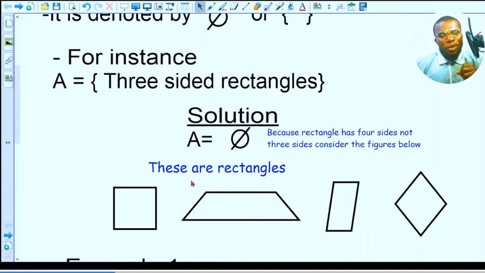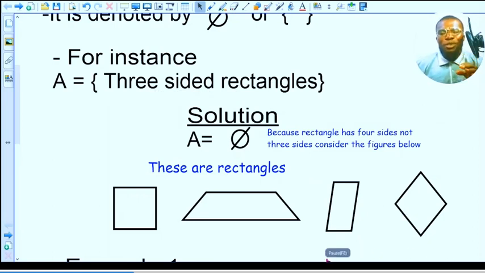Because now let us see these rectangles here. These are the figures, we call them rectangles, and these rectangles have four sides. We can count it: this is the first side, second side, third side, and the fourth side. Because rectangles have four sides, we don't have a rectangle with three sides. There is no such element, so the set A is empty. That is the first example.